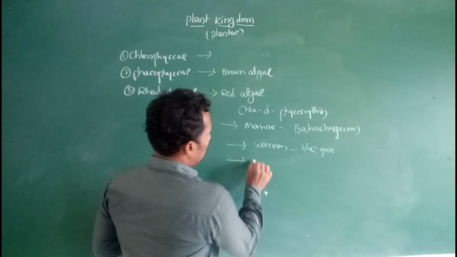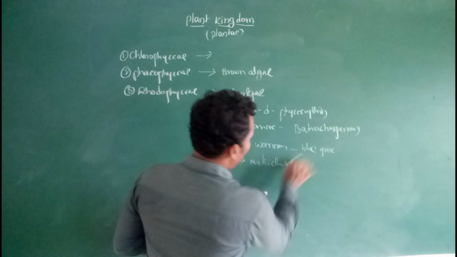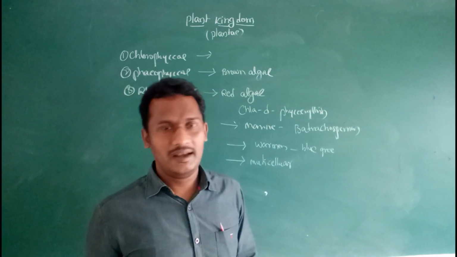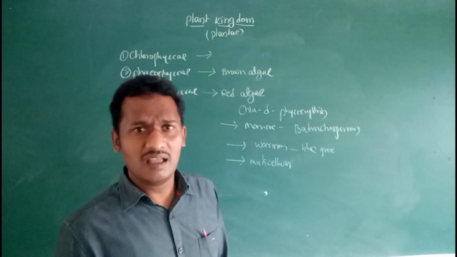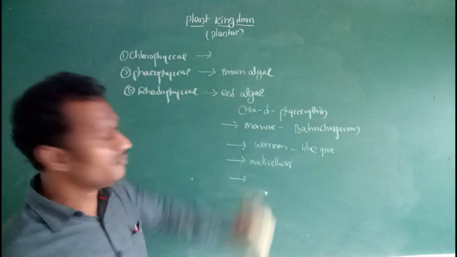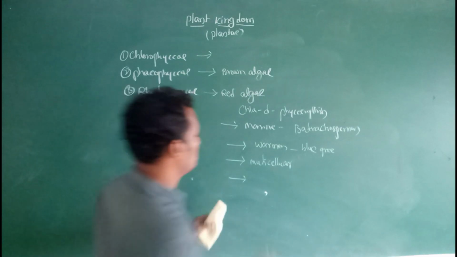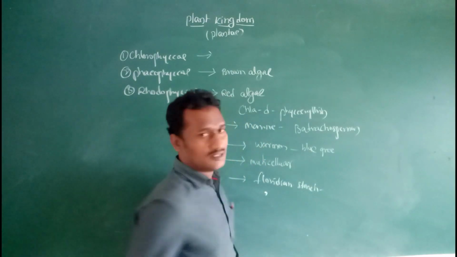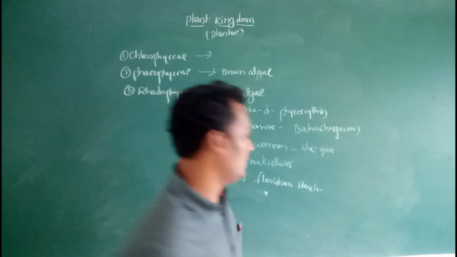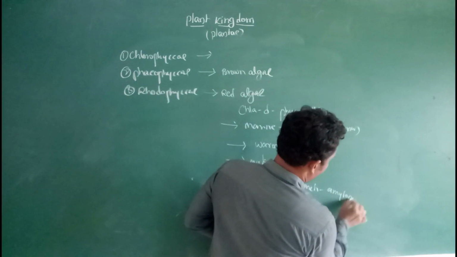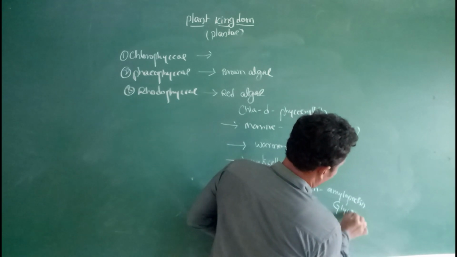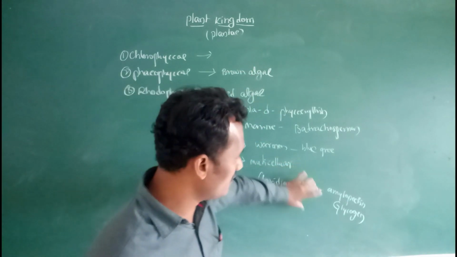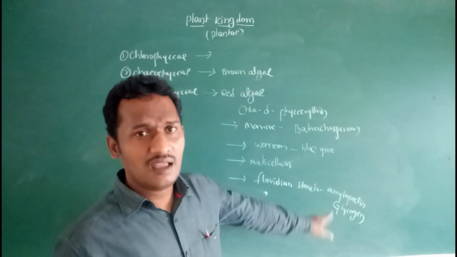Then the body organization is multicellular. Unicellular forms are completely absent. It is multicellular and branched, parenchymatous and pseudoparenchymatous. The reserve food material in Rhodophyceae members is floridean starch. It is similar to amylopectin and glycogen.